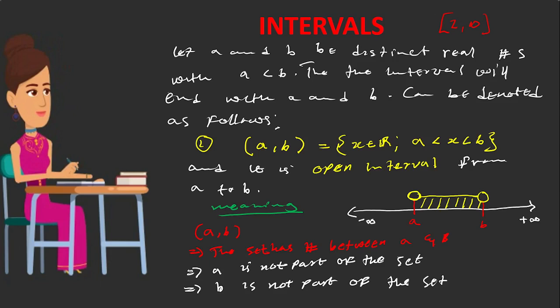Let A and B be distinct real numbers with A less than B. The interval with endpoints A and B can be denoted as follows. Now you have understood.